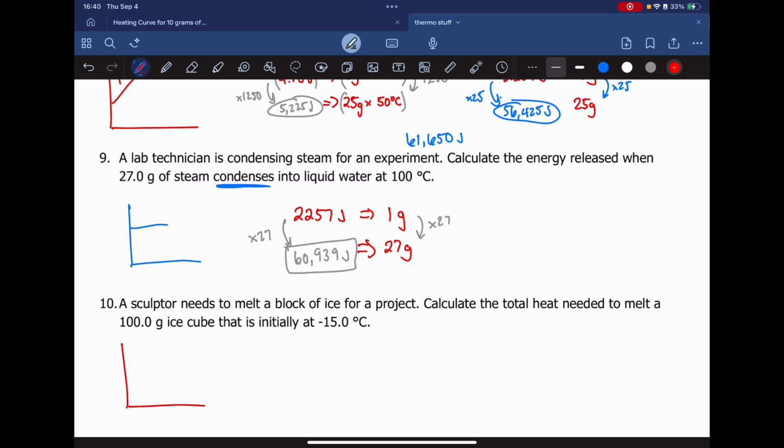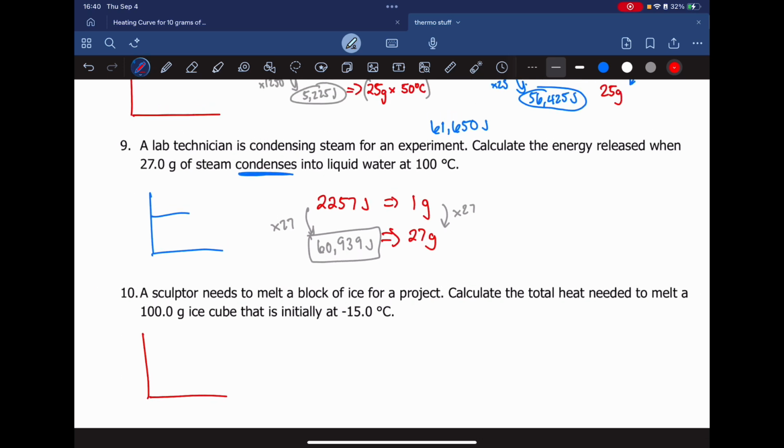Wait a minute. Why does the sculptor need to melt a block of ice for a project? That doesn't make sense. Shouldn't he be freezing it for the project? Because if he's sculpting, you can't sculpt out of water. Silly sculptor.